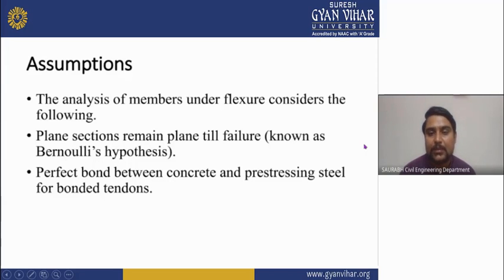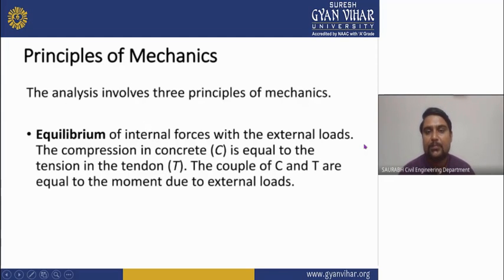The analysis of a member under flexural condition is as follows. Plane section will remain plane till failure, known as the Bernoulli hypothesis, and perfect bond between concrete and pre-stressing steel for bonded tendon. Principles of mechanics are also given here. The analysis involves three principles of mechanics. First one is equilibrium of internal forces with the external loads. The compression in concrete C is equal to the tension in tendon T. The couple of C and T is equal to the moment due to the external load.